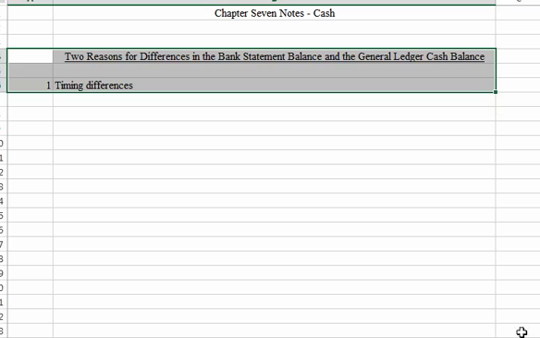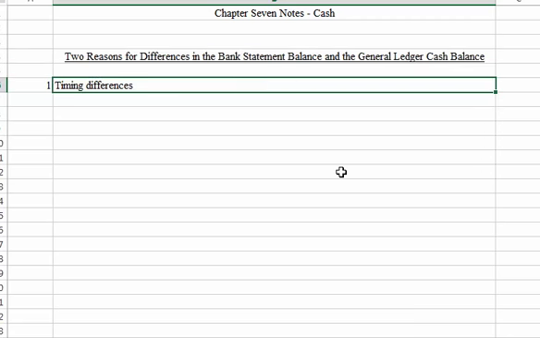You guys, there are really two reasons for differences in the bank statement balance and the general ledger cash balance for the account we're dealing with. These are broad categories, but the first one's timing differences.